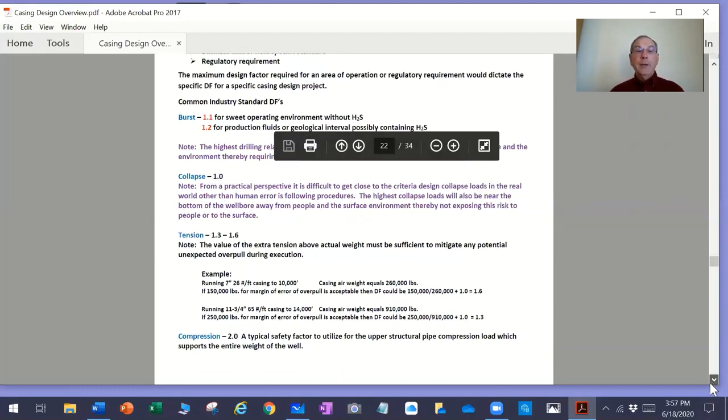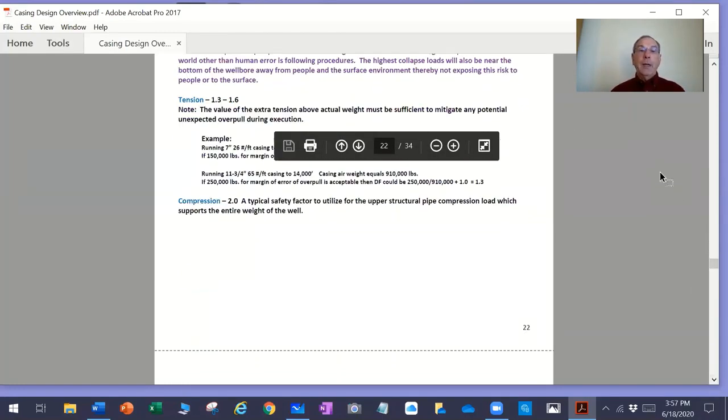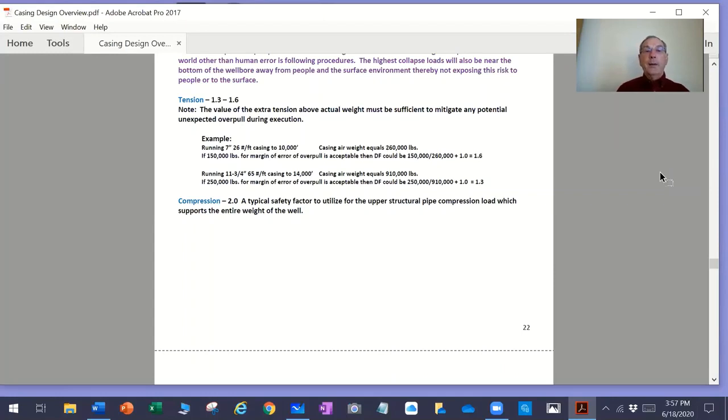Now, in tension, we typically will use a design factor, and an example helps illustrate this in a good way. 1.3 to 1.6. So we kind of use a range of 1.3 to 1.6. The value of the extra tension above actual weight must be sufficient to mitigate any potential unexpected overpull during execution.